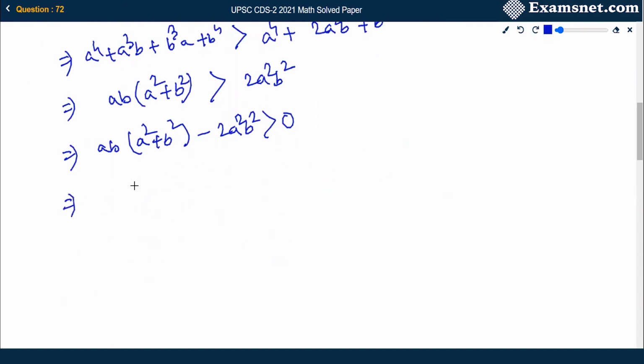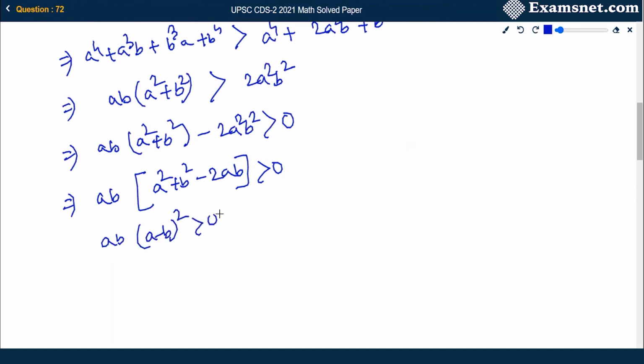Now from both terms, I can take ab common. So it will become ab(a² + b² − 2ab) > 0. We know this comes under a formula, that is ab(a − b)² > 0. Since a and b are positive, ab is positive. Obviously, if we subtract b from a, their whole square will give us a positive value. So that means this is true. Okay, this statement is also true.